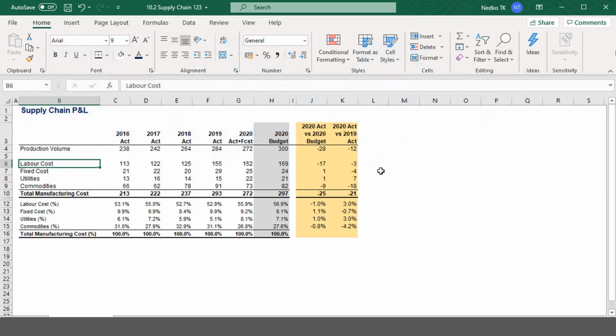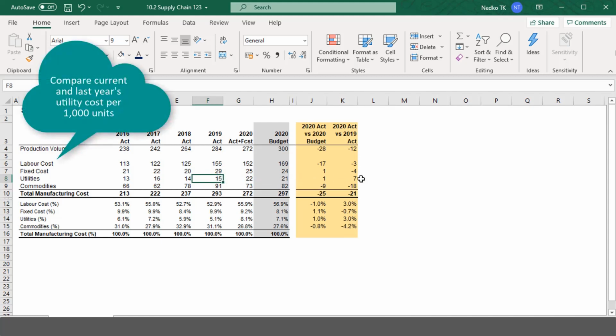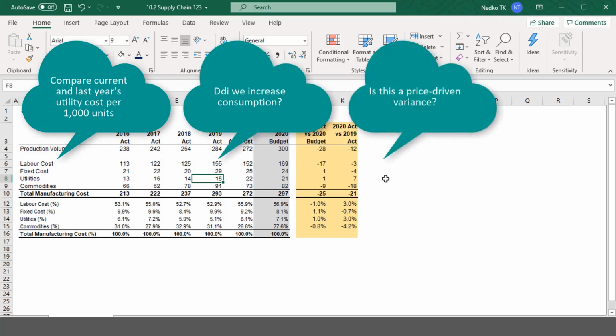This will give us the answer why our labor cost has increased over time. Another factor that deserves more attention are utility costs. Here we saw a 3% increase year on year. This is an instance when it will be beneficial to compare current and previous year's utility cost per 1,000 produced units. Do we see an increased consumption? Is it price driven? The fact that commodity costs are going up and down means that we should pay attention to this item too. Here, the market price will play an important role in the overall cost sustained, and it is highly possible that this is a cost item that is extremely price driven.